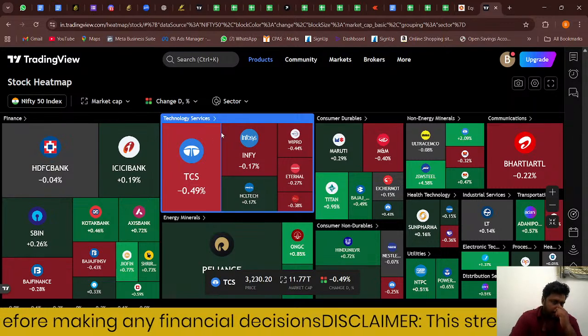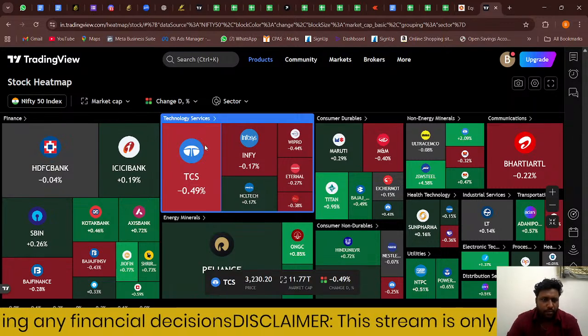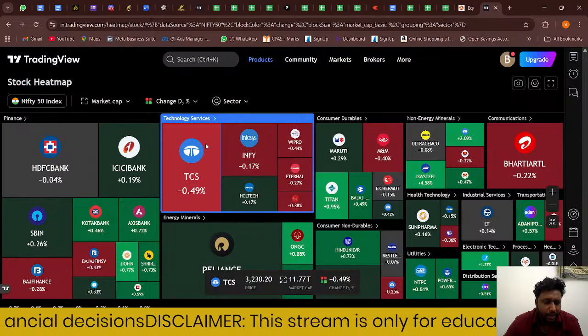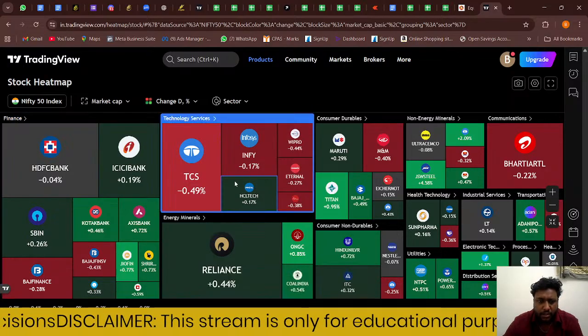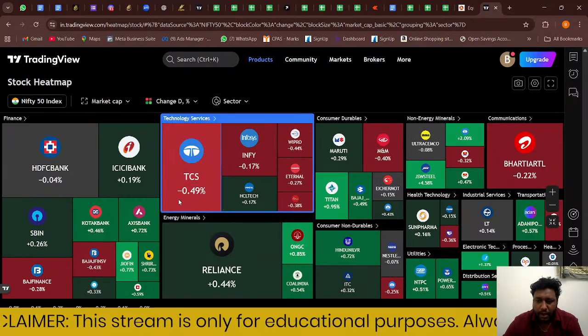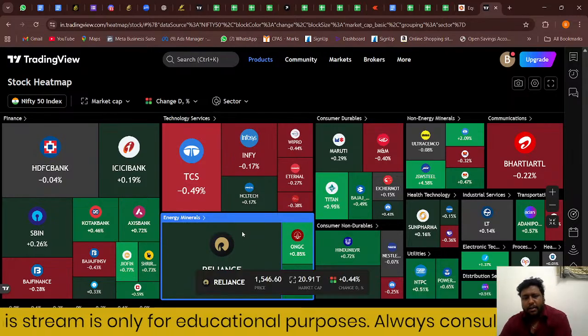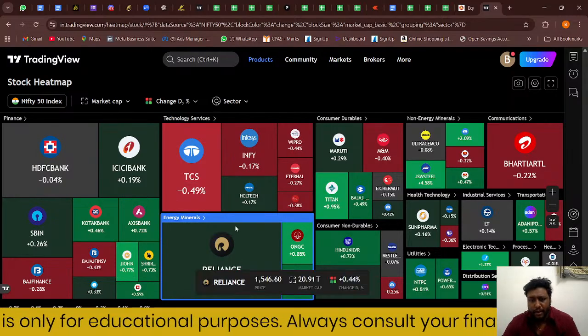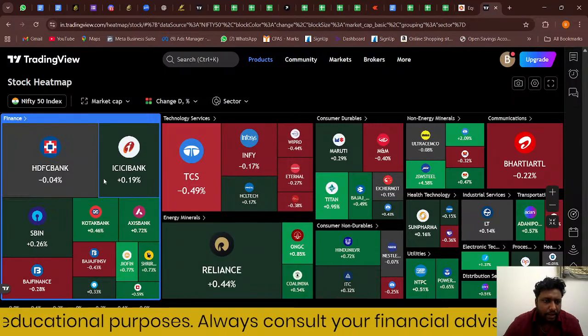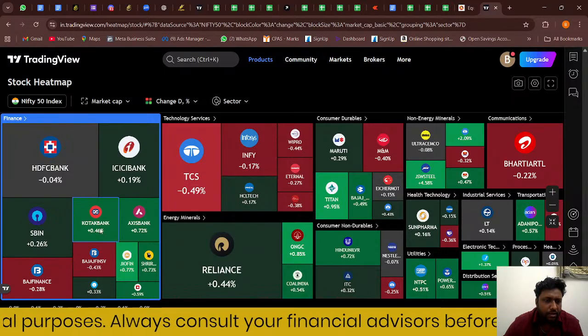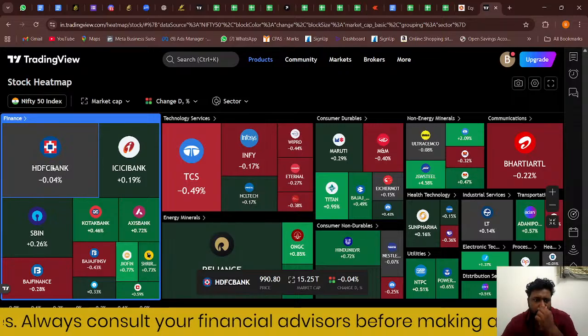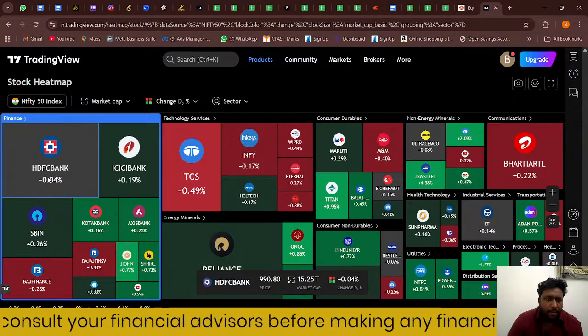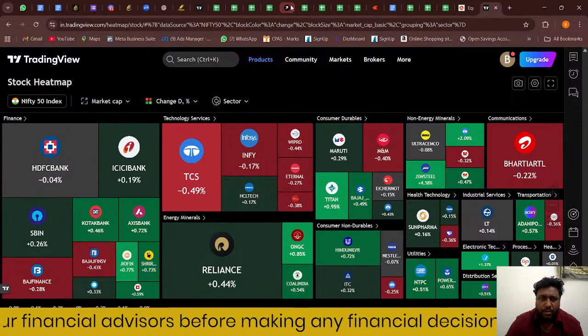So the IT sector is dragging, so we should be properly managing risk with respect to the trades we are taking in. There might be a chance that we could get trapped in between the trades. But on the banking side, almost everything is green, though HDFC is still at a slightly neutral level.